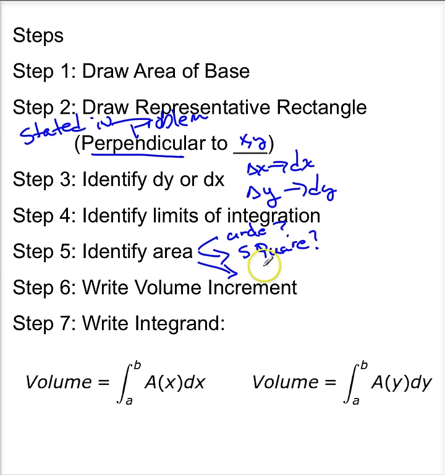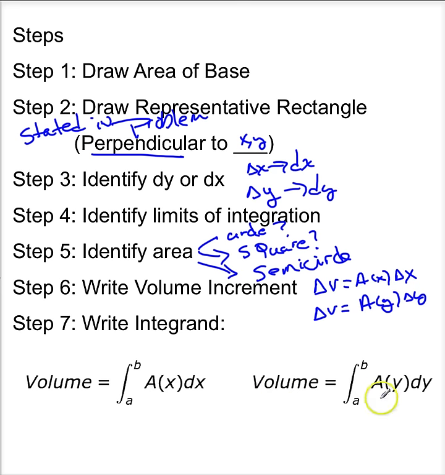What other shapes do we have? Pretty much any shape where you have a nice formula can be used. Write your volume increment. Delta V is going to be A of x delta x, or delta V is A of y delta y. And then add them up.